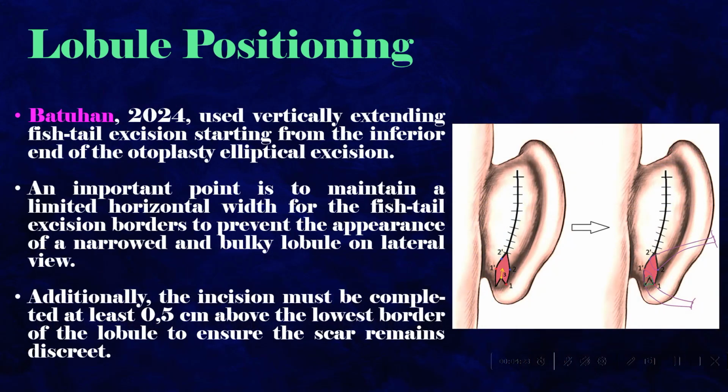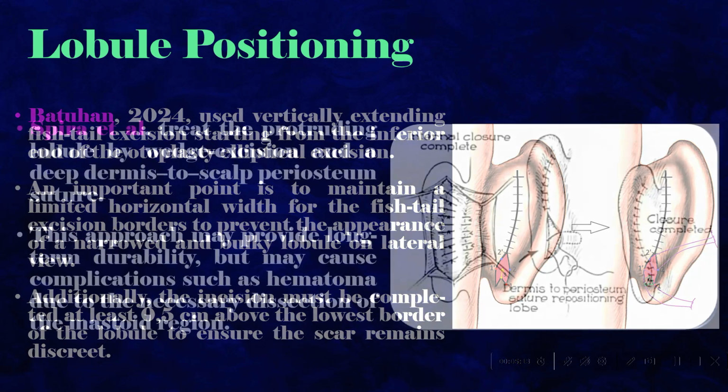Batuhan, 2024, used a vertically extending fishtail excision starting from the inferior end of the otoplasty elliptical excision. An important point is to maintain a limited horizontal width for the fishtail excision borders to prevent the appearance of a narrowed and bulky lobule on lateral view. Additionally, the incision must be completed at least 0.5 cm above the lowest border of the lobule to ensure the scar remains discrete.